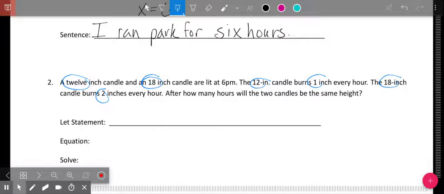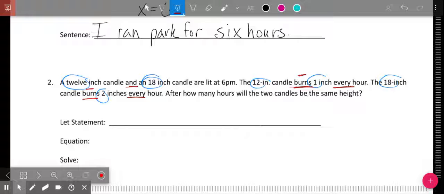The next task that we have is to underline our keywords. So here's and. So we have an and. The 12-inch candle burns 1 inch every hour. Every is going to be multiplication. The 18-inch candle burns 2 inches every hour. Now, the other keyword that we have in here is the word burns. If a candle is burning, is it getting taller or is it getting shorter? Well, it's getting shorter, so it's going to be losing some of its height. So that's going to be a subtracting. So we're going to say burns is subtracting. All right, so there are our keywords.